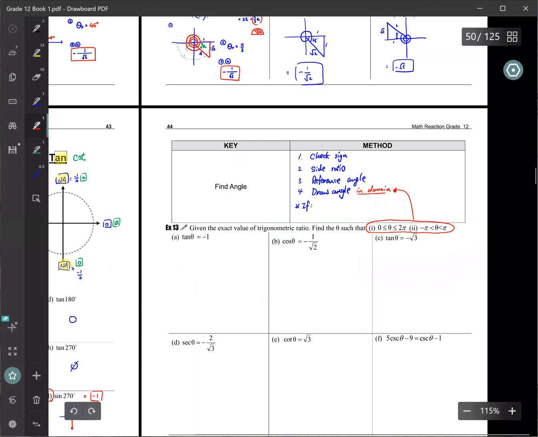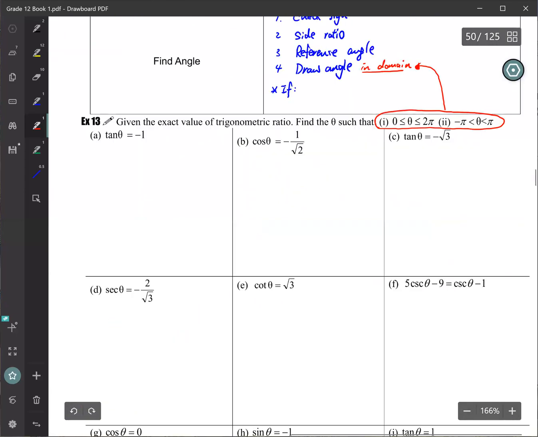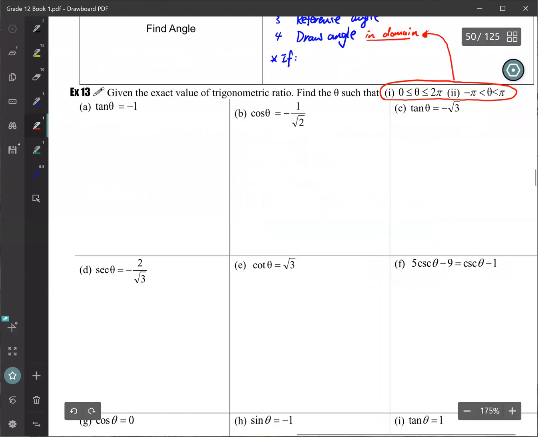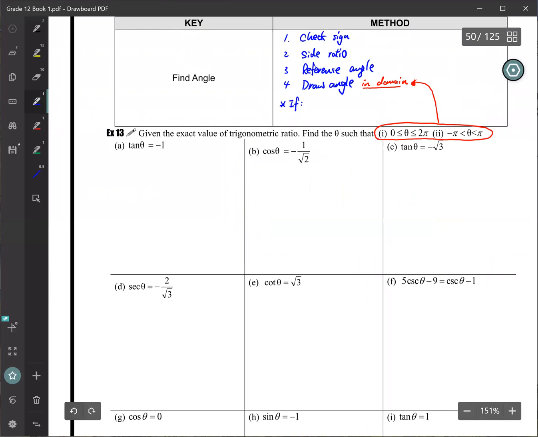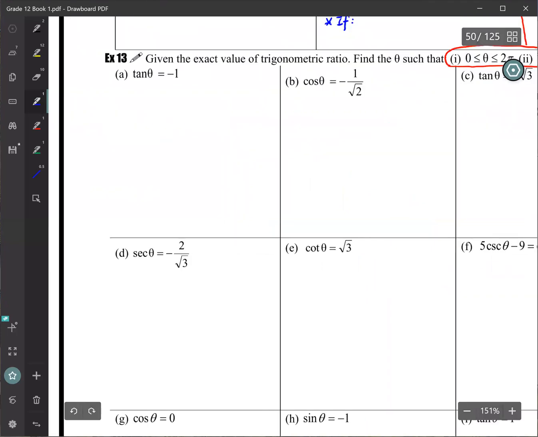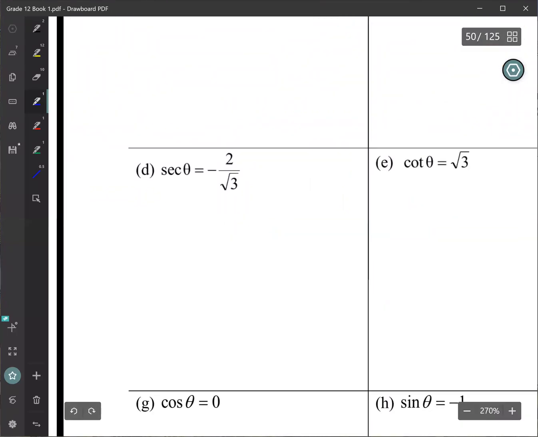Let's try a question together, okay? Let's do something that is reciprocal. So D, E, F, let's pick one. Tiana, which one do you want to do together? D. Okay, let's try that. We just follow the steps. Step one is to check sign. So you look at secant. We have secant that is negative.